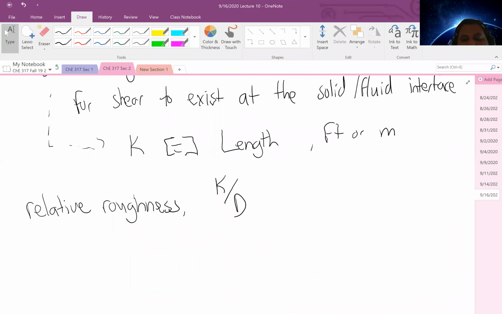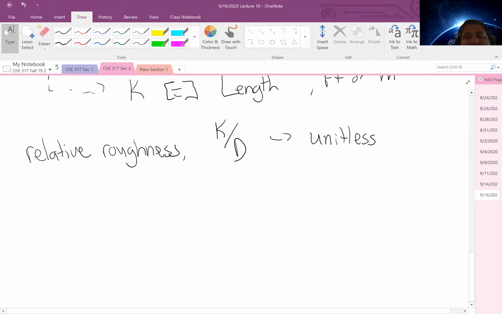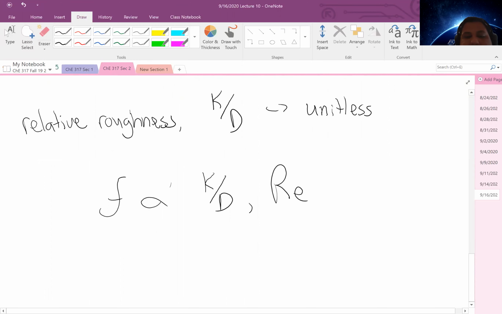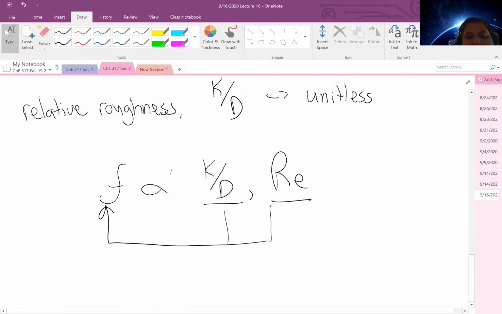Our relative roughness is simply our surface roughness over the pipe diameter. And what we'll find here is this is unitless. With this parameter, we can identify friction as a function of both our relative roughness and our Reynolds number as it applies in turbulent flow. So with these two values in mind, in turbulent flow, we can find our friction factor. And so the question then becomes, how do we do that?